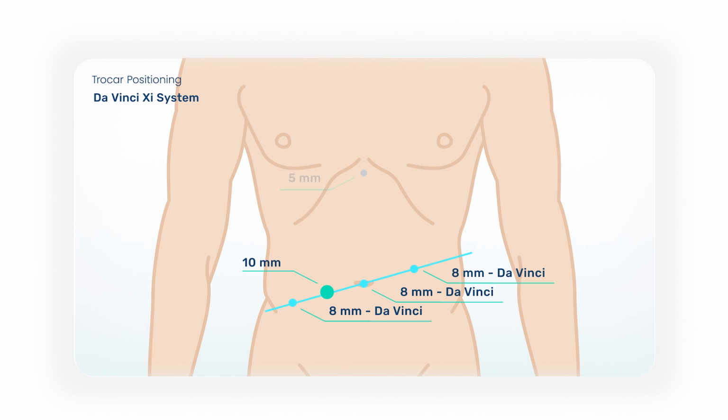For this surgery, we are going to need 3 Da Vinci 8mm trocars, as well as one 10mm trocar and one 5mm trocar for the liver retractor. The first Da Vinci trocar is going to be positioned transumbilically, and it's going to serve as a camera trocar. On the right and on the left from this trocar, we're going to place additional 2 Da Vinci trocars, one hand width apart from the camera trocar.